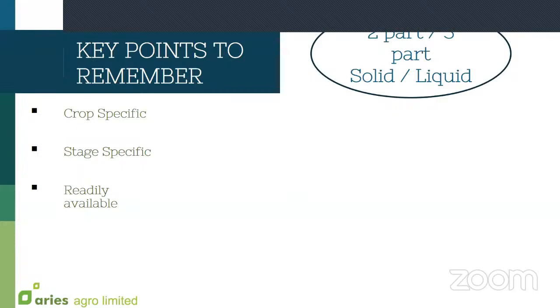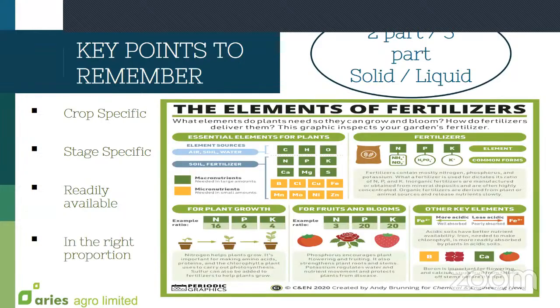Another thing to remember is your nutrients have to be readily available. That means if you're using powders, they have to be completely water soluble. Only when they are water soluble will they come into the ionic form, and the ionic form will be easy to absorb. They have to be readily available and you have to add them in the right proportion.